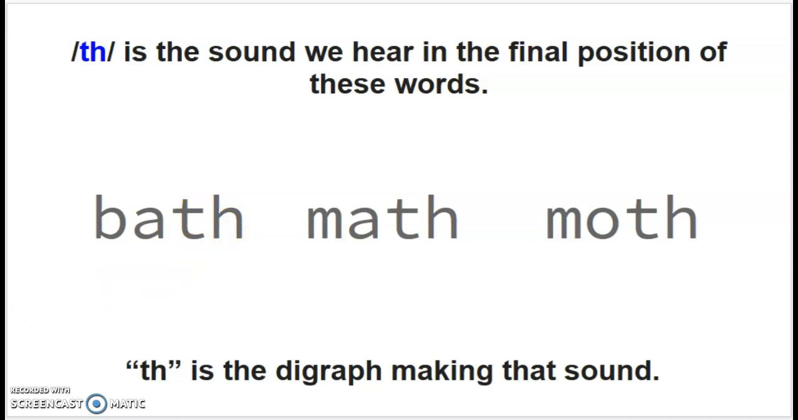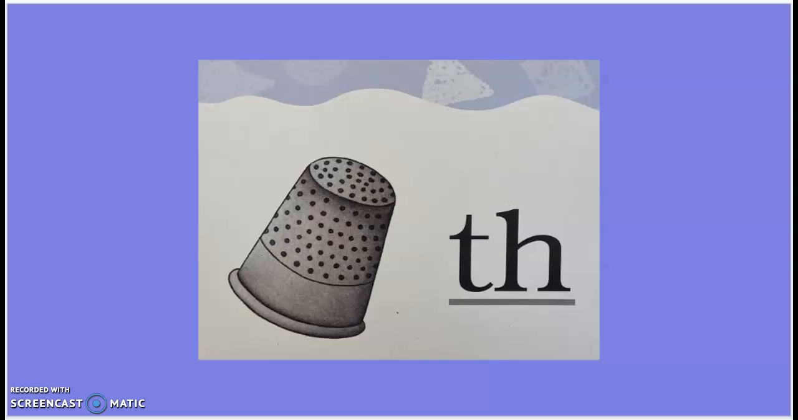How do we code digraphs? We underline them. Here is the picture card showing you how to code the digraph TH. There are actually two ways to code TH. Put your fingers on your vocal cords. That's right where your neck is. Do you feel vibration when you talk?